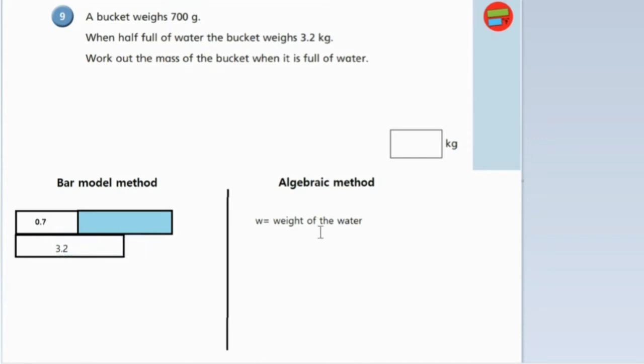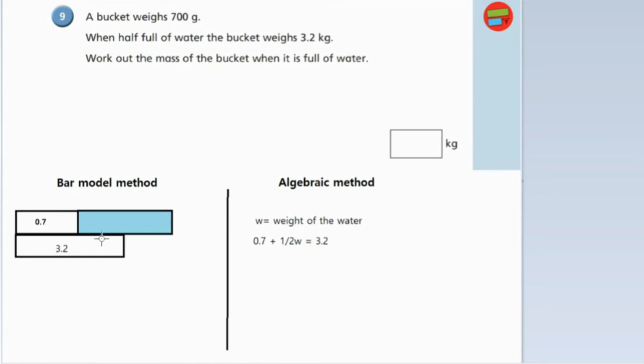If I'm working in an algebraic method, then I'm also going to put that into an expression. So I'm going to say that I know that 0.7 plus half the weight of the water is equal to 3.2. So I've got the same information, I just have it in different representations. One's very visual, one's slightly more abstract. Let's see if I can solve it using what I've got.